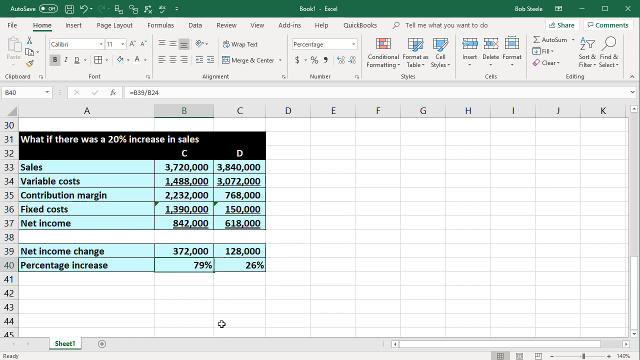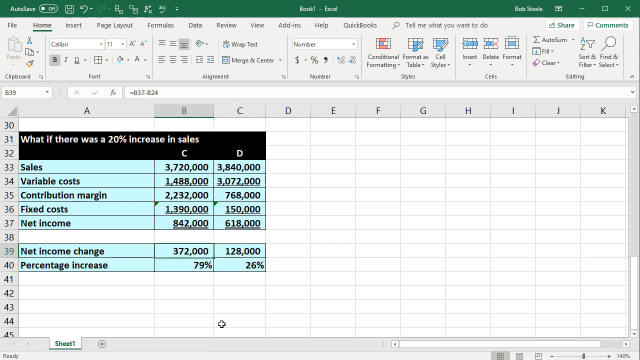The percentage increase for C is a 79% increase in net income when we had a 20% increase in sales. So C here has a much bigger increase in net income with the same increase in sales, while the company D only gets a 26% increase. Now you could say, well, I could see that in the numbers too. Why don't I just compare the numbers?